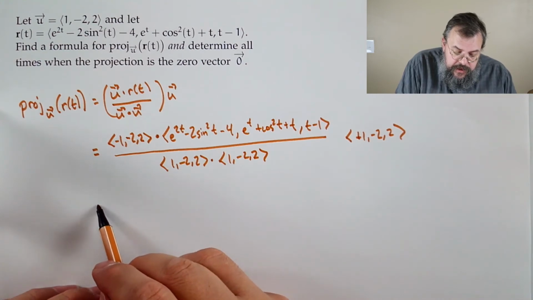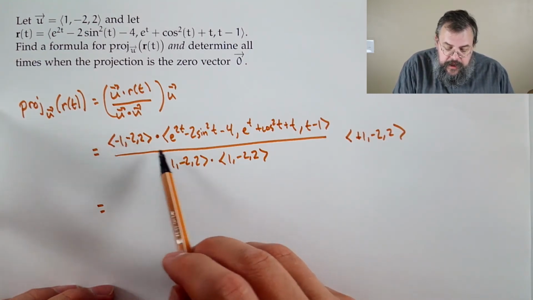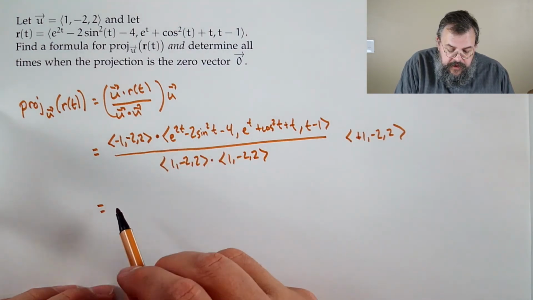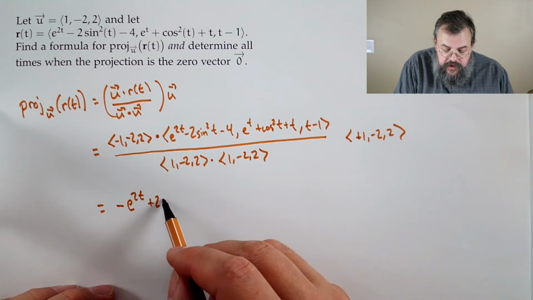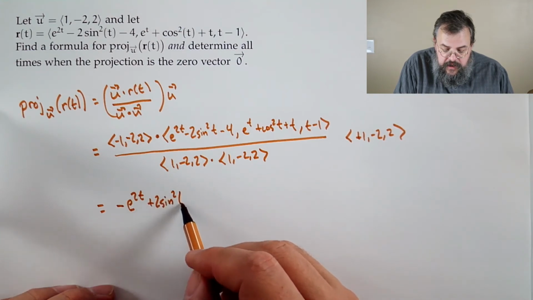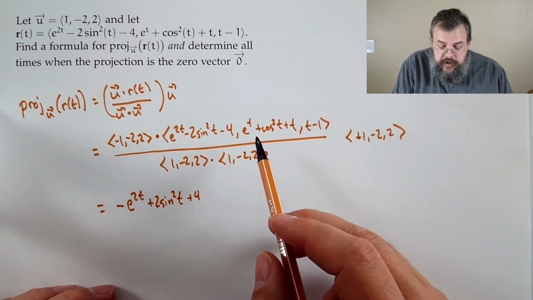So now we're careful. Do our dot product. We're going to take 1 times the first entry, so e^(2t) - 2 sin^2 t. Then minus 2 times the second entry.